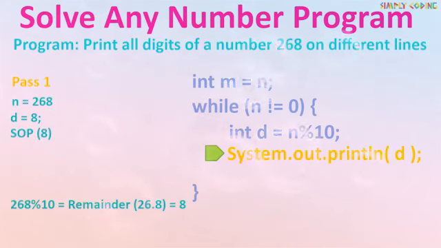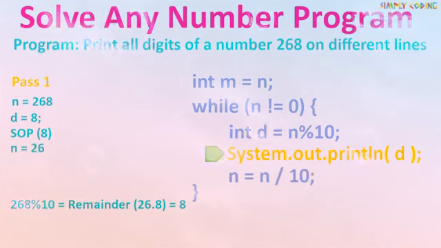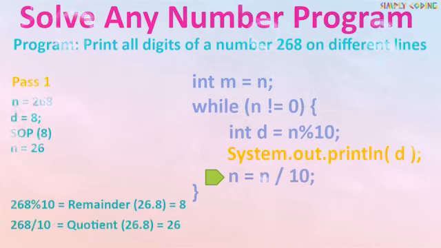Now we need to cut out this number so that we can extract the next rightmost number. How will we do it? We will just do n divided by 10. What does n divided by 10 do? When you divide an integer number by 10, what it does is that it gives only the quotient without the remainder. So 268 divided by 10 will give 26 and it will drop the remainder as it is not a float or double number, so it cannot store the decimal value. So now the number will become 26.